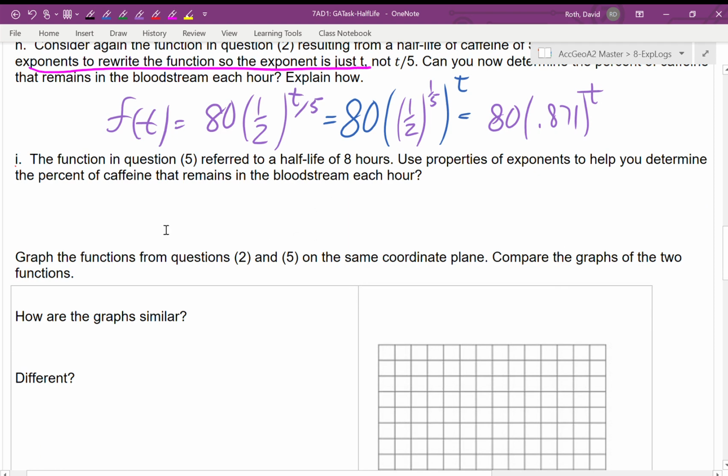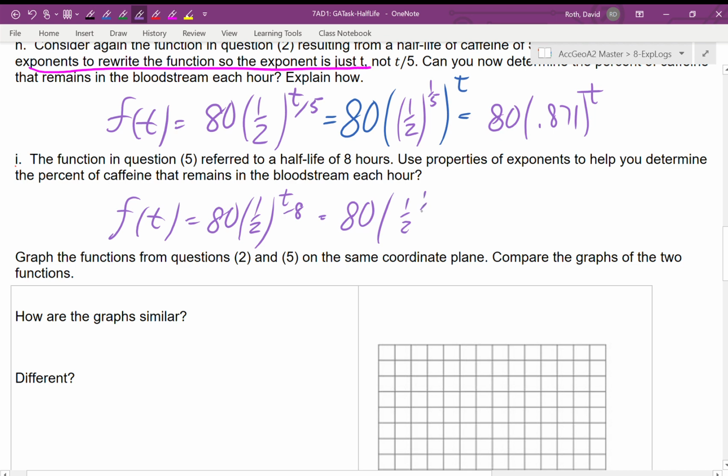Okay, do the same thing for I. Go, don't wait for me. See what this percentage is for the 8-hour half-life. Okay, I'm back. Hopefully you said f of t equals 80, 1/2 to the t over 8. And you said, okay, fine, that's 80, 1/2 to the 1/8 power. And then that's 80 times 0.917 to the t power.